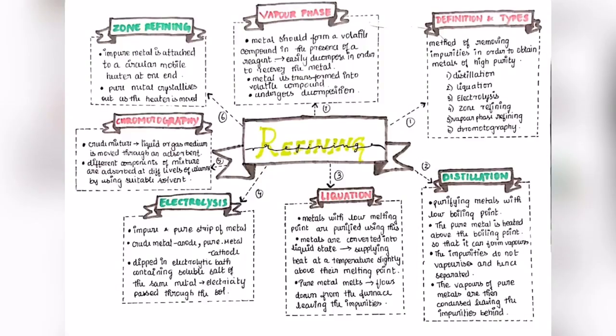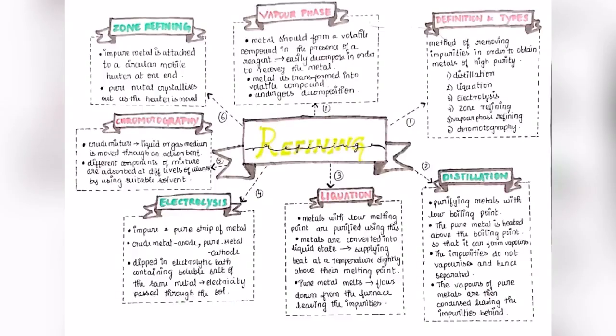இதில் I have 6 types of refining processes. Distillation, liquation, electrolysis, zone refining, vapor phase refining and chromatography. First, distillation. And this process is used for purifying metals with low boiling point. In the process, the metal is heated above the boiling point so that it can form vapors and condensed, leaving the impurities behind.